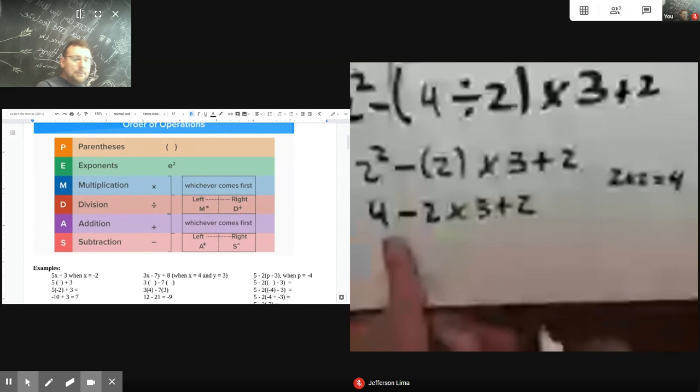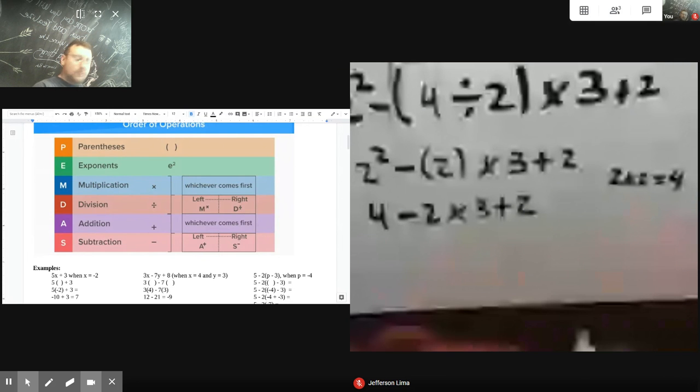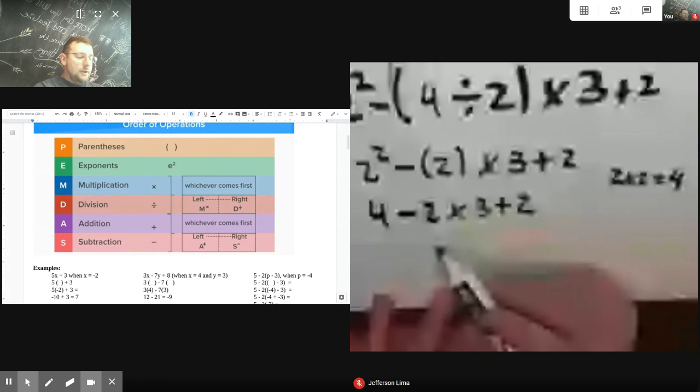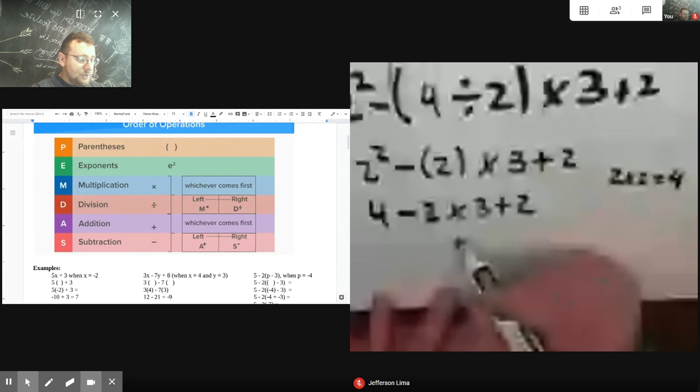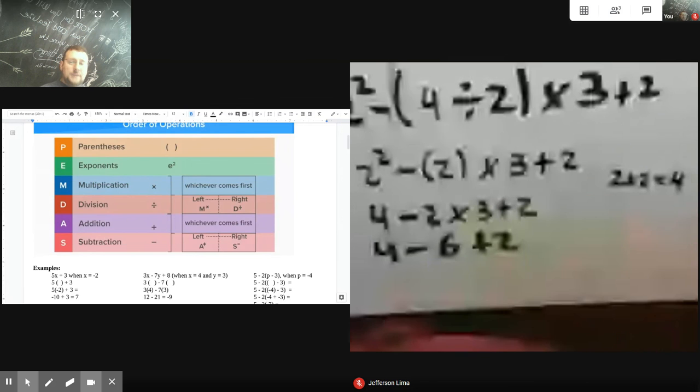You might be tempted to go from left to right, but it's not always just from left to right. It is multiplication first. You only go from left to right as a tiebreaker when you have division and multiplication at the same level, or addition and subtraction at the same level. So 2 times 3 is going to be 6. So now we have 4 minus 6 plus 2. Here you might be tempted to add next, since A comes before S in PEMDAS, but they are tied. Remember, those last ones are tied, and so you have to do subtraction first.